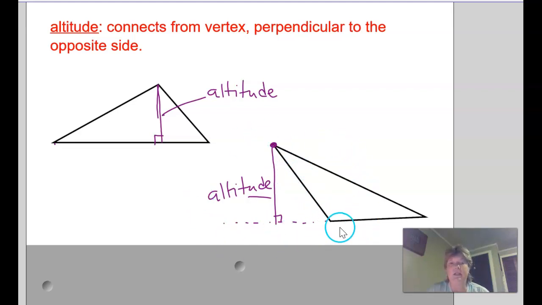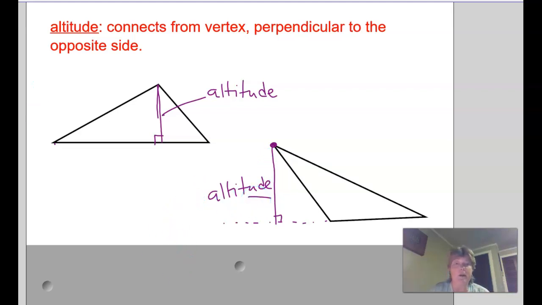In a case like this, you'd kind of have to imagine this side being extended out, which you will often see represented with a dotted line. So this is still connecting a vertex, kind of, to the opposite side. It's the opposite side extended out, but it's still connecting at a right angle. These are still perpendicular. So this would be the altitude. So it's worth noting that the altitude may not actually be inside the triangle. Sometimes it's outside the triangle.